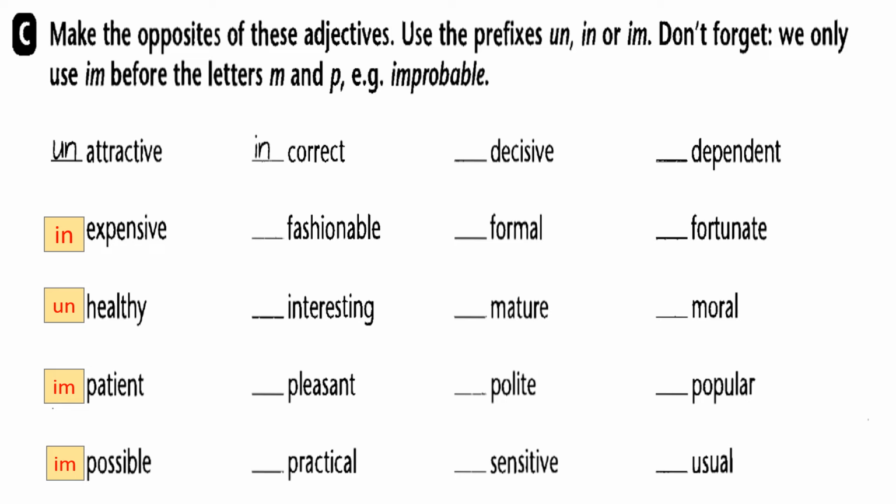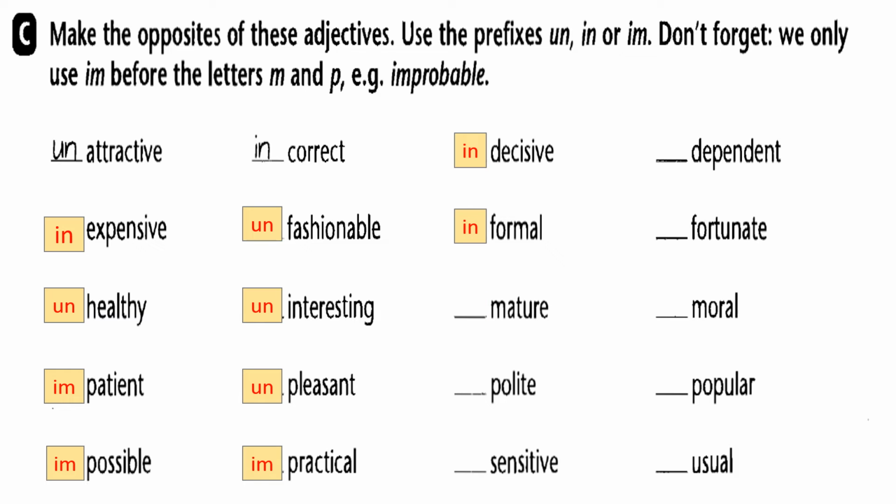Possible. Impossible. Correct. Incorrect. Fashionable. Unfashionable. Interesting. Uninteresting. Pleasant. Pleasant means ممتع. Unpleasant. Practical means عملي. Impractical means غير عملي. Decisive. It's indecisive.